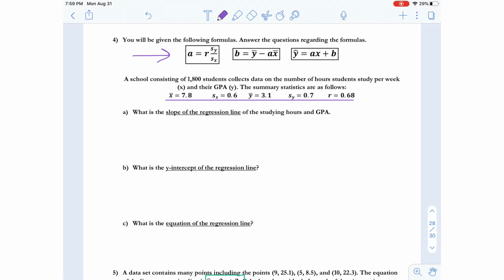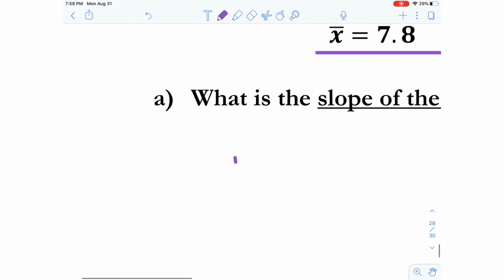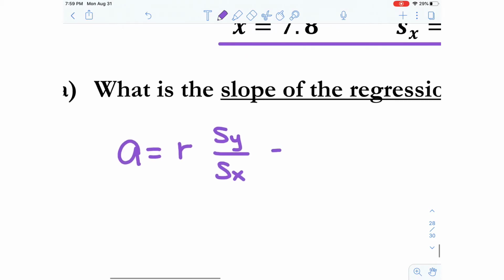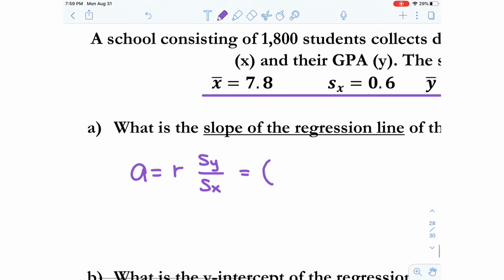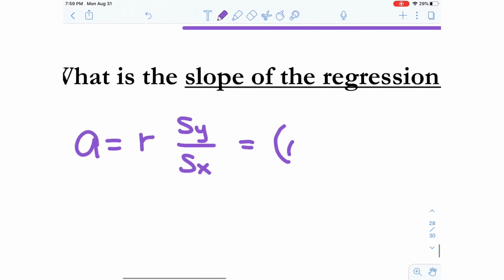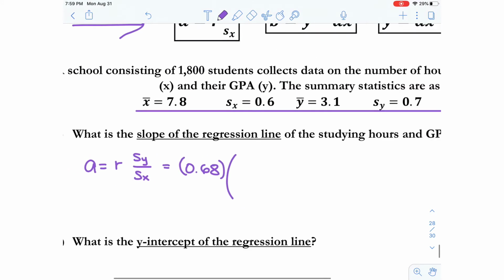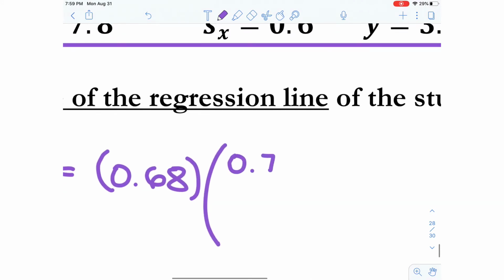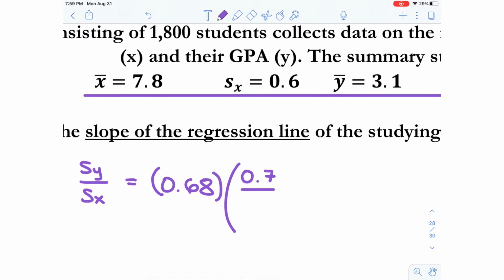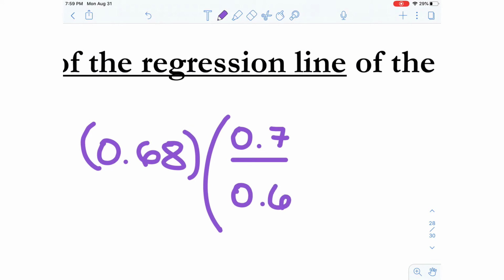So the first question says, what is the slope of the regression line? Remember, the slope is the a value. So that's going to be r times sy divided by sx. We're literally just going to plug in. My r value is 0.68 times my sy value, which was 0.7, divided by my sx value, which is 0.6.